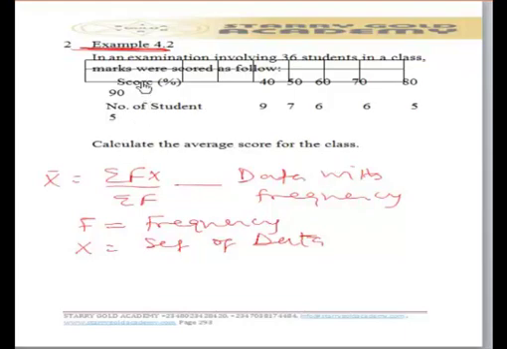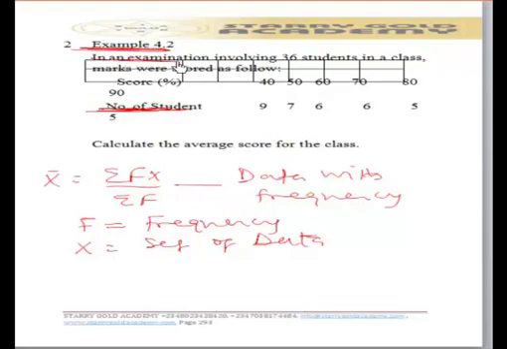Based on this question, you can see that we have frequency. The number of students here represents frequency. So we are not going to deal with it the way we dealt with the previous example. Because it includes frequency, the formula has changed to summation fx all over summation f. So let's look at this question.